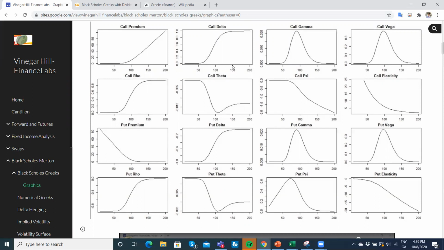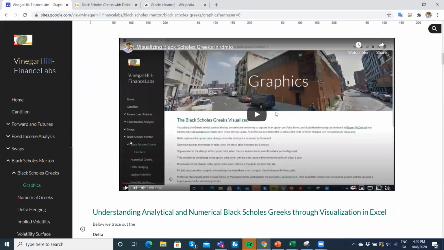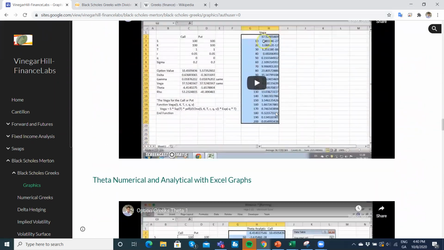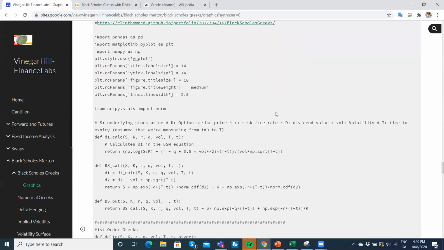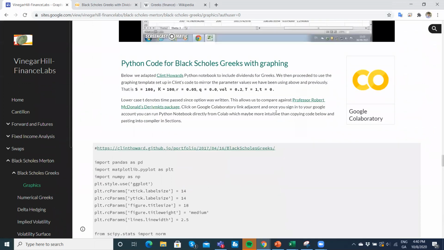We're considering the underlying asset price, and we're going to take the exercise price as being 100 and the asset price starting out at 100. We're not going to look at elasticity and psi. It's not a big deal, but those obviously could be added on. To do this, I took code from Clint Hauer's GitHub. So we might just take a look at that.